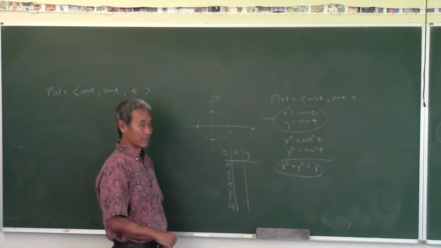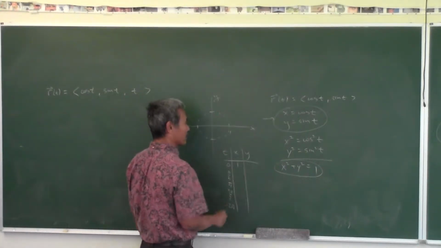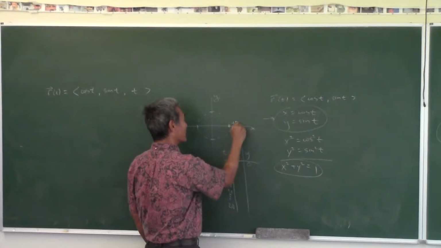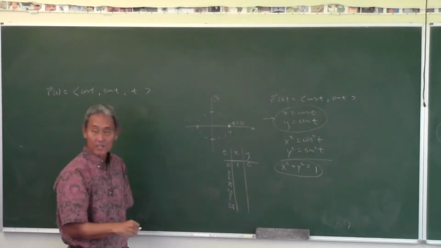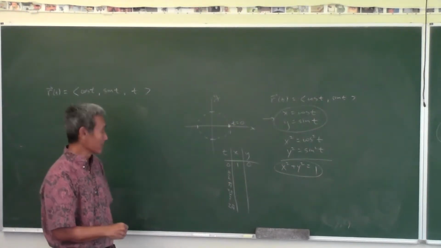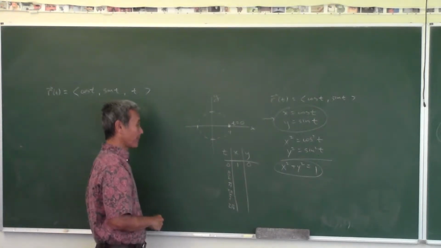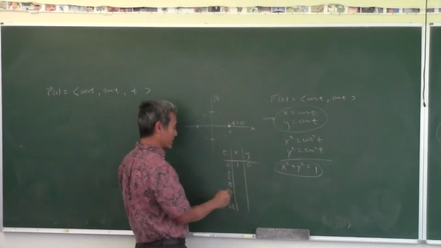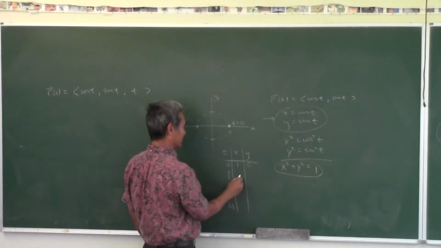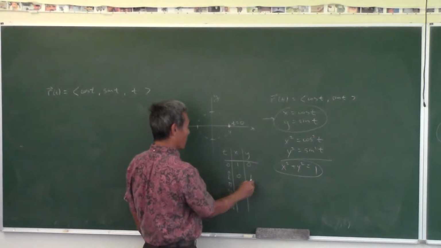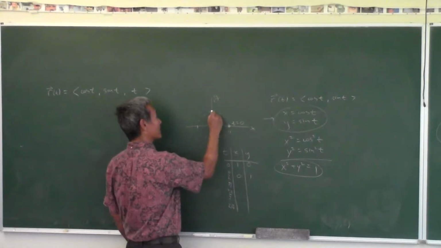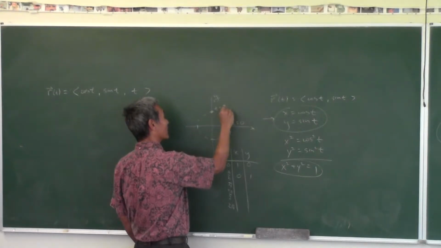Cosine of 0 is 1. Sine of 0 is 0. So the particle starts here. We call this the initial position of the particle. Does that sound familiar? Okay, pi over 2. Plug in pi over 2 into the original equations and you get 0 and 1. So if t is measured in seconds, pi over 2 seconds later, the particle is here.